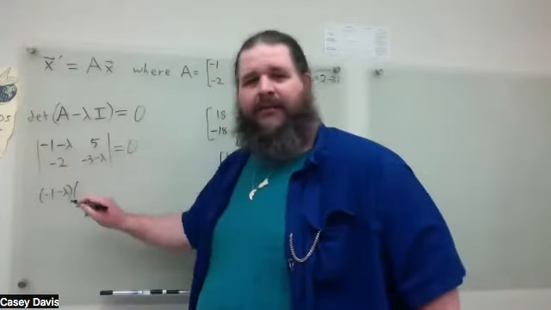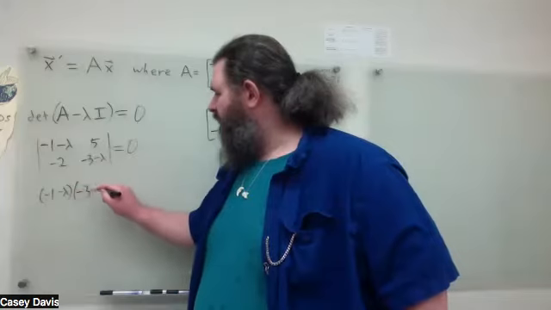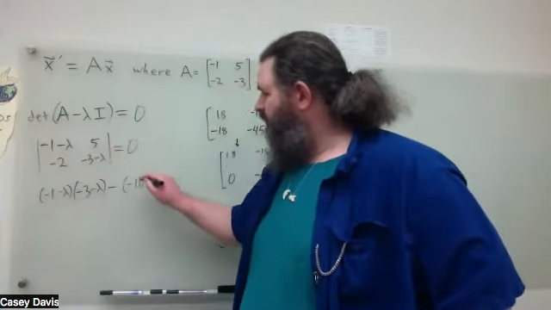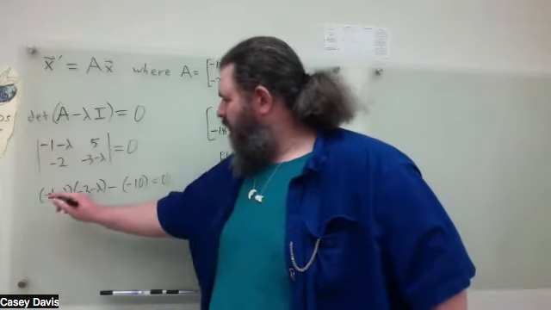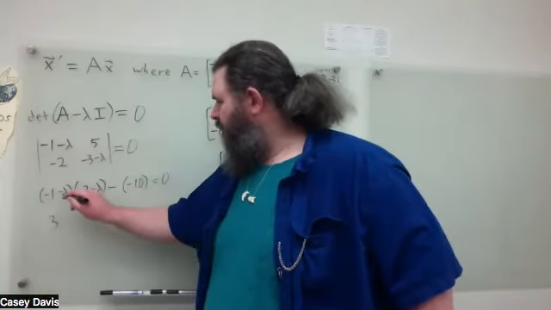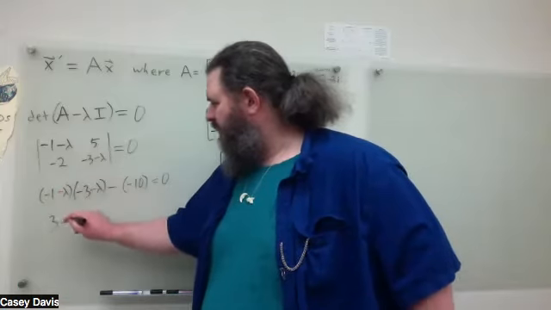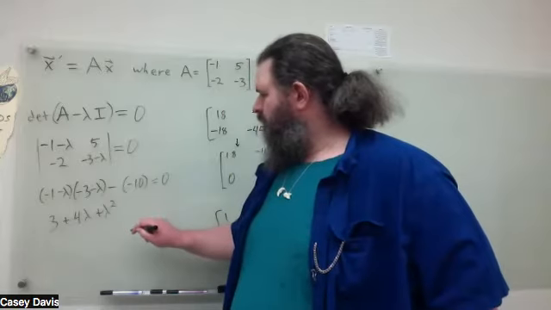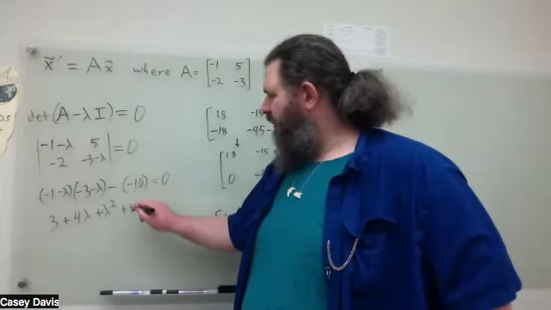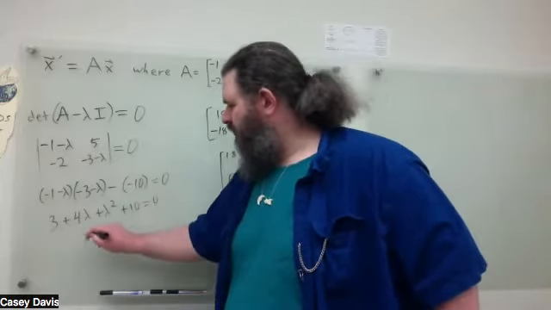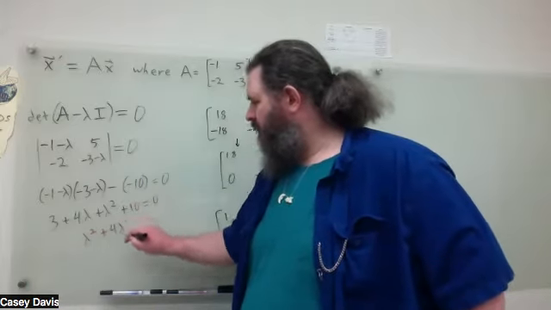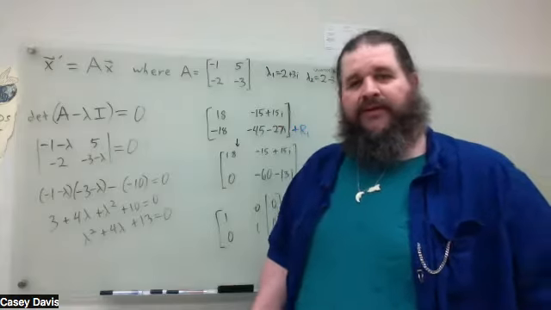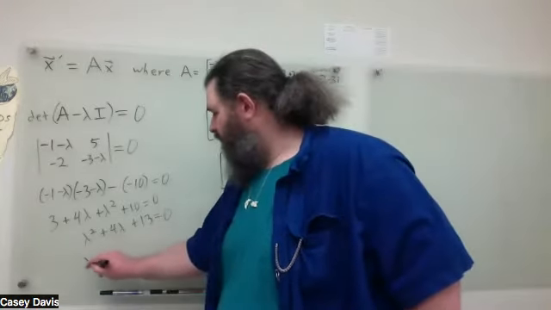So -1 minus lambda times -3 minus lambda, minus 5 times -2 is just -10. And what do we get there? 3 plus 3 lambda plus lambda plus lambda squared, plus 10. So lambda squared plus 4 lambda plus 13 equals 0. That doesn't look factorable at all, so we use the quadratic formula.